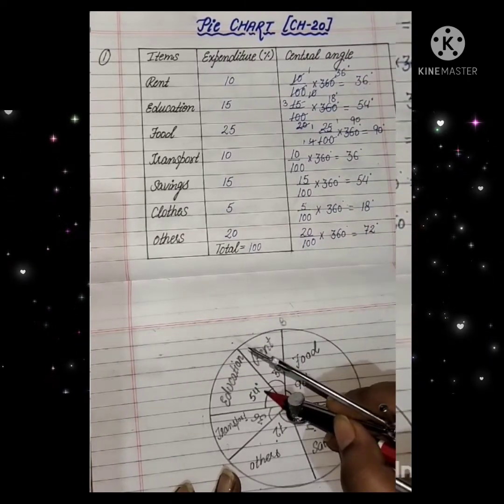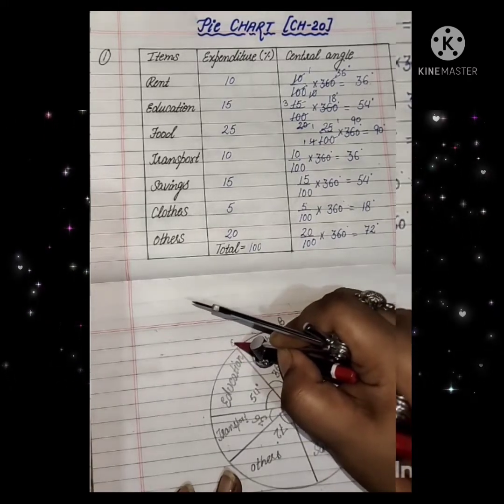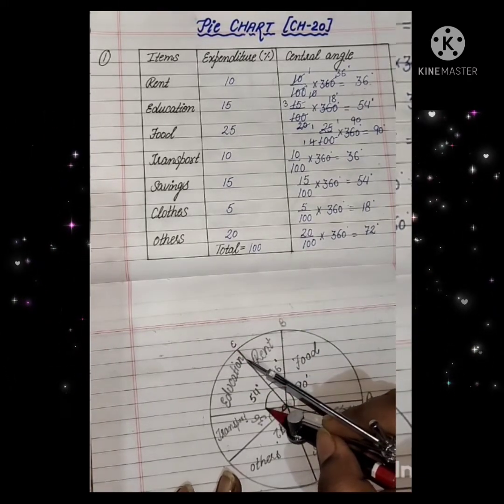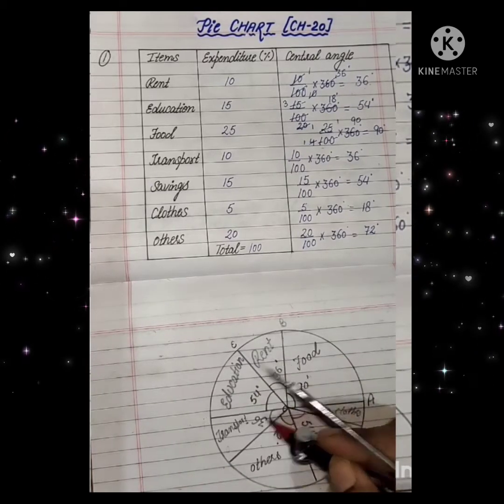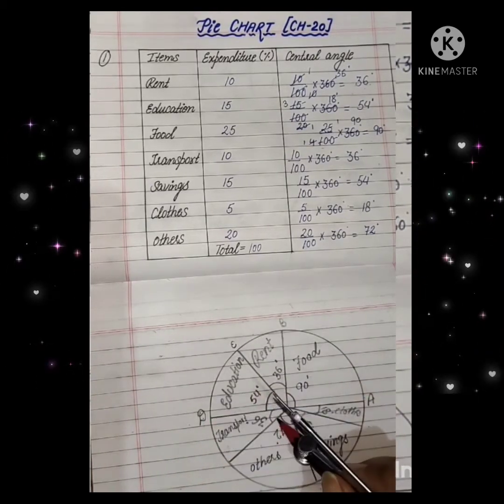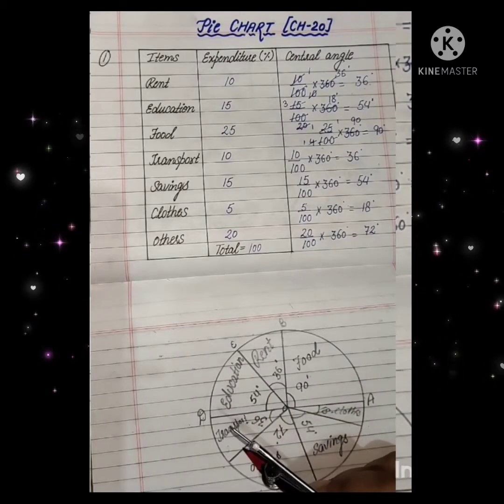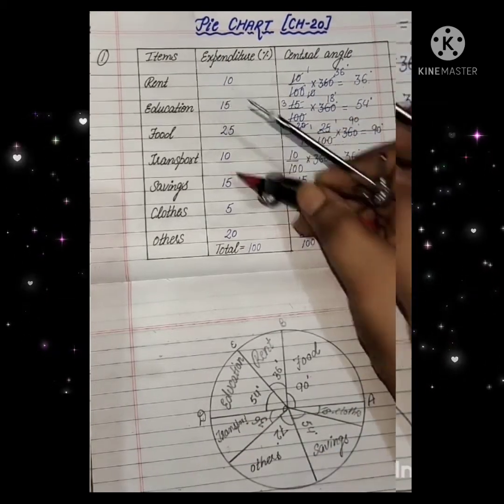Next is for education, taking OC as the radius, draw an angle of 54 degree. This will represent the expenditure of education. Now next, taking OD as the radius, draw an angle of 36 degree. This will represent the expenditure of transport.